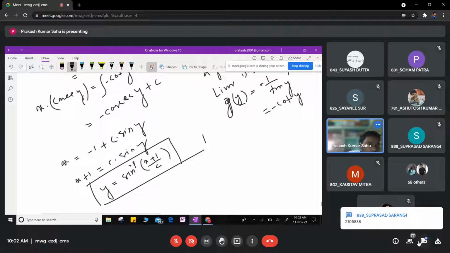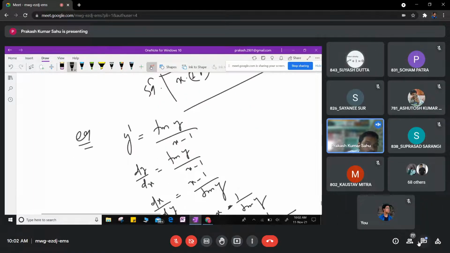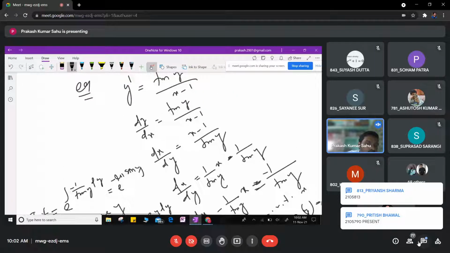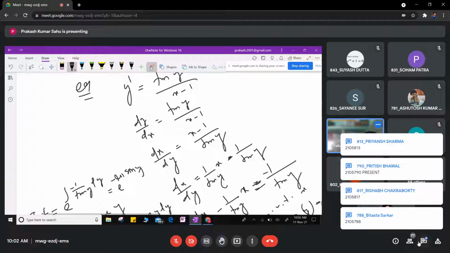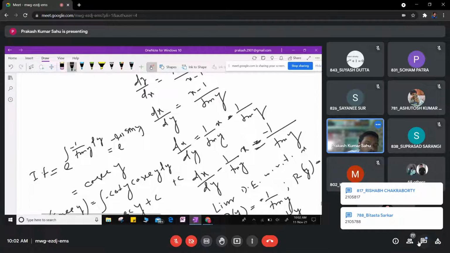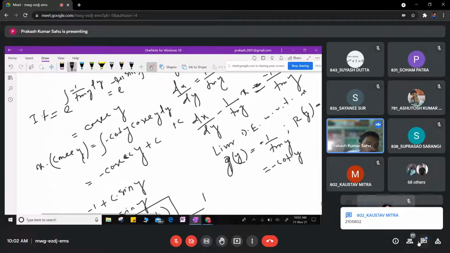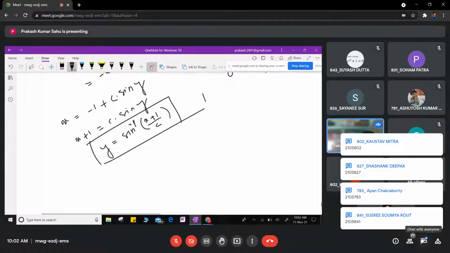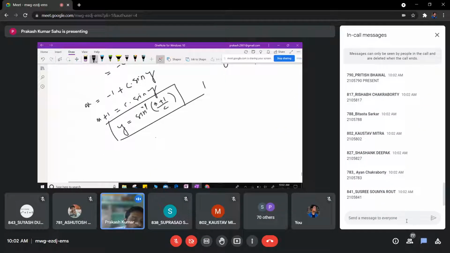So this is your solution, because initially our problem is in y: y dash is equal to tan y by x minus 1. But it is not in linear form with respect to y. So we changed it to linear form with respect to x, then solved, then found the solution with respect to y. So y is a function of x. Understood or not? Yes, sir.